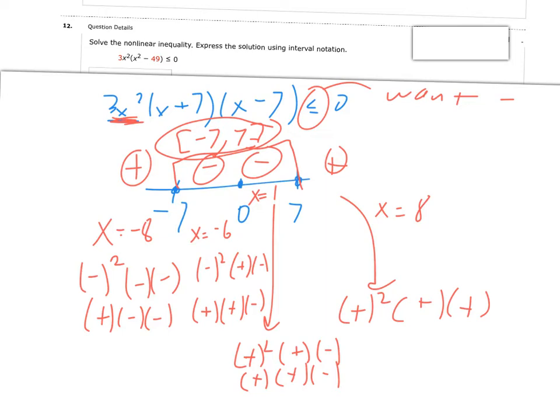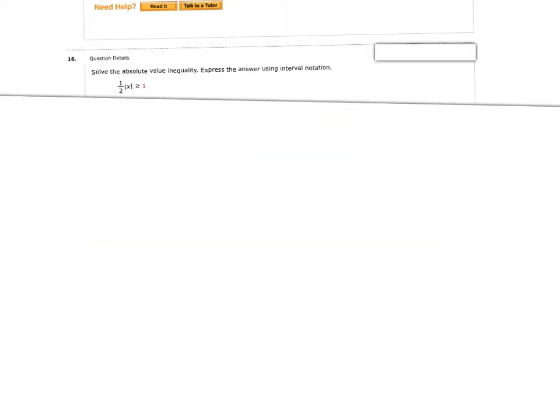I can combine them. All right, next up here, I would first isolate the absolute value by multiplying both sides by 2. So I'm going to say absolute value of x is greater than or equal to 2. And then you need to split this up once you isolate the absolute values. So you're going to say x is greater than or equal to 2, x is less than or equal to -2.